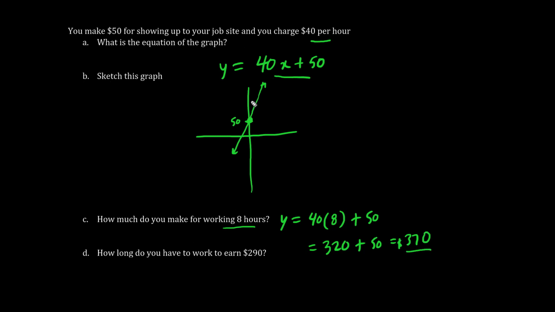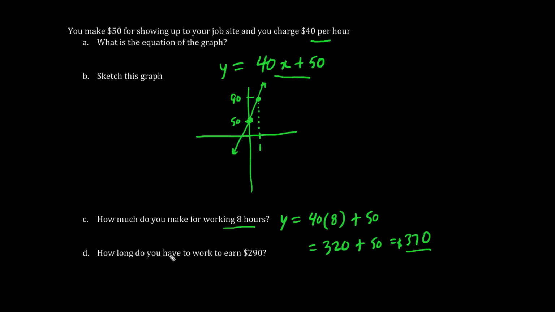By the way, relating to this graph, when x or time equals 1, you can see what happens. We get a new point here, and 40 times 1 is 40, plus 50 is 90. So we'll make this a 90 here.